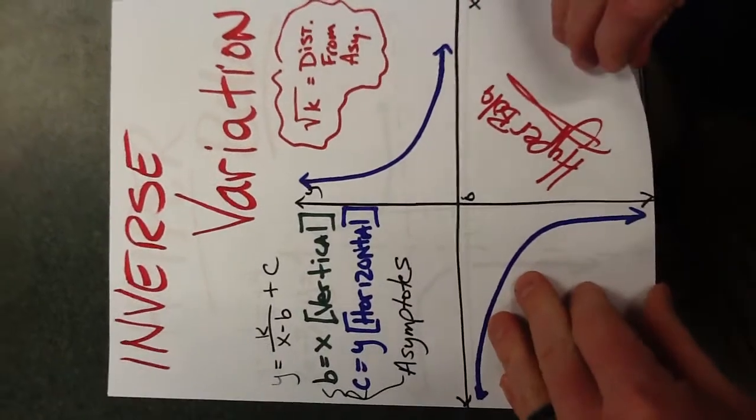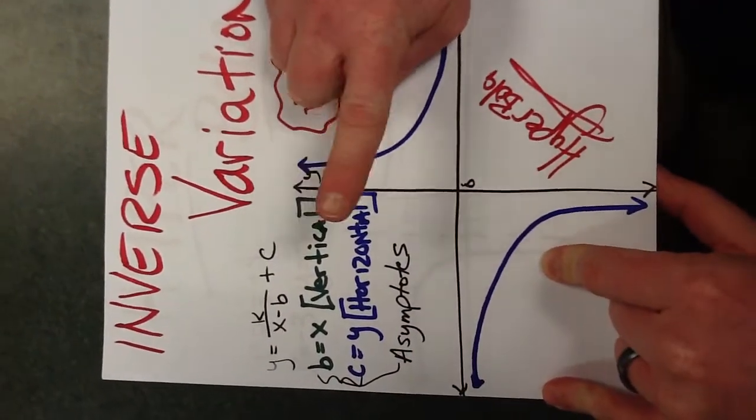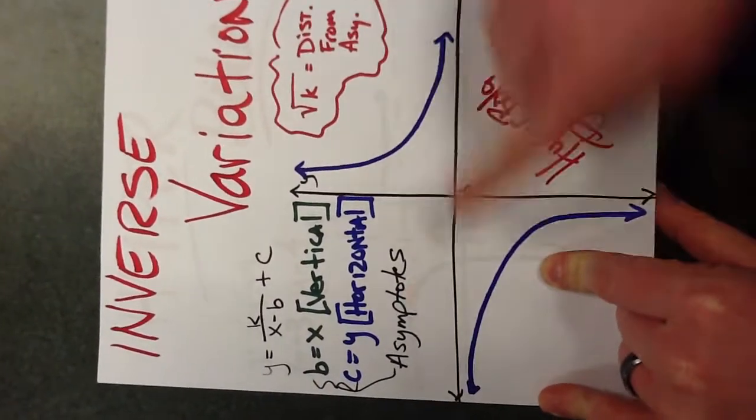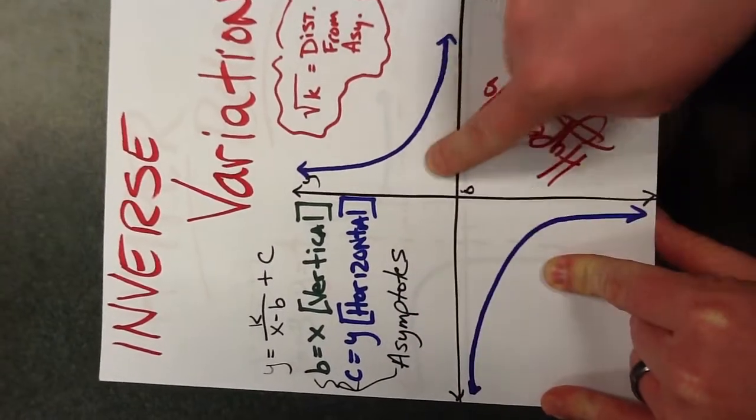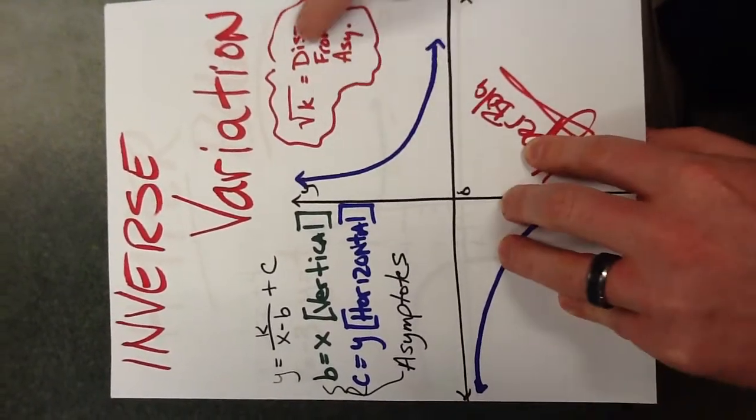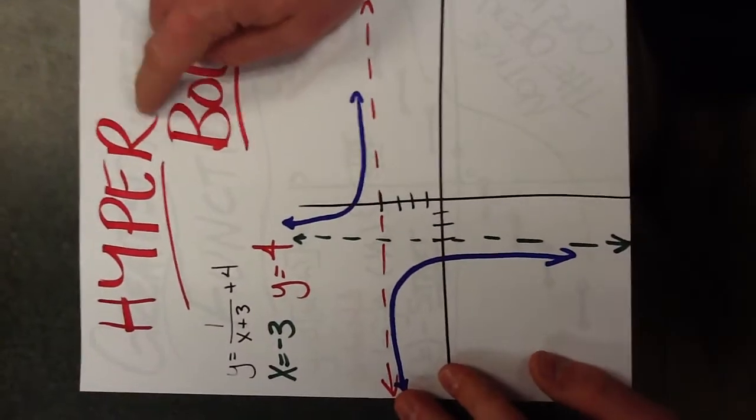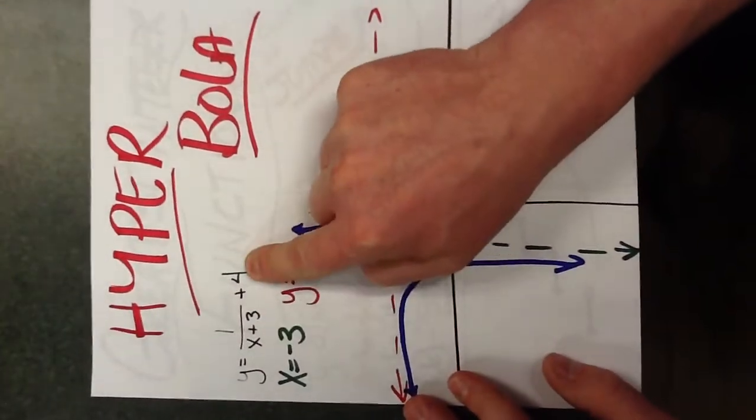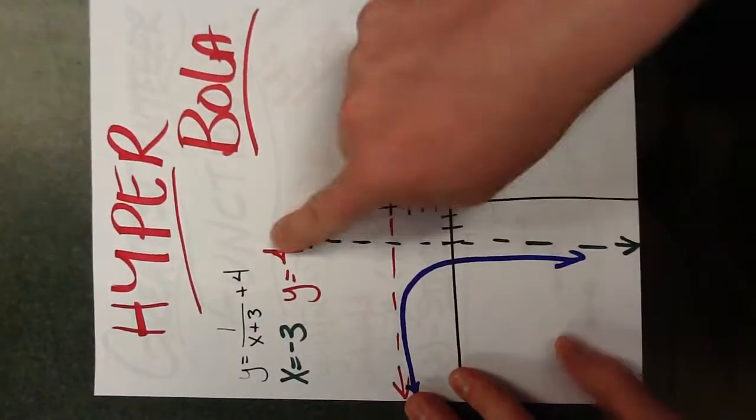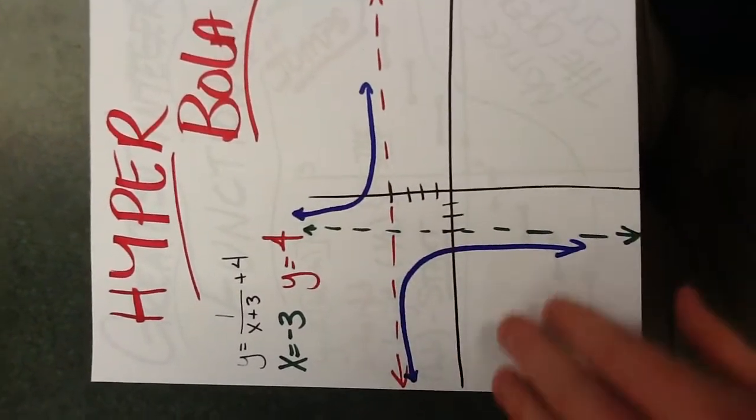Inverse variation. Hyperbola. Remember, we have a vertical and horizontal asymptote. No, that's not a bad word. That means a line which cannot be crossed. And the square root of k is the distance from said asymptote. Hyperbola. Plus 3, plus 4 means I move to the left. This is my vertical asymptote. And y equals 4, here's my horizontal asymptote.